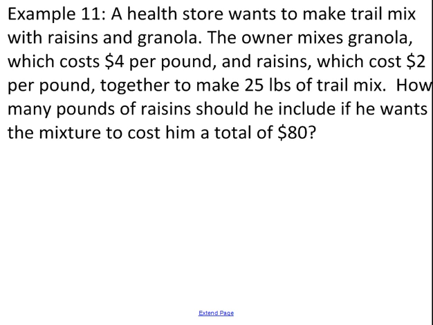All right, let's do an example. Example 11: a health store wants to make trail mix with raisins and granola. The owner mixes granola, which costs $4 per pound. This is a rate. It's going to multiply times a variable. Rates always multiply times a variable.